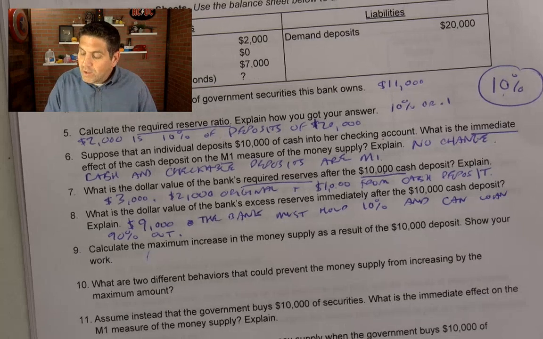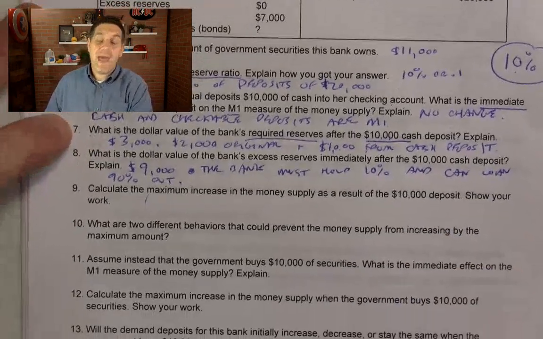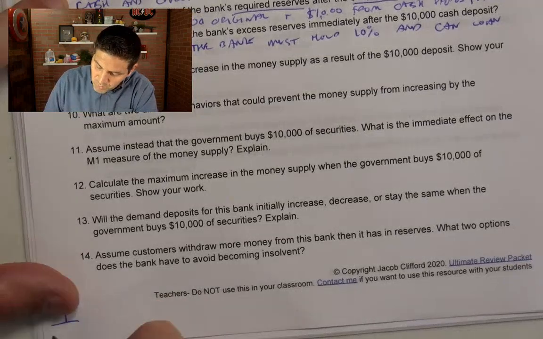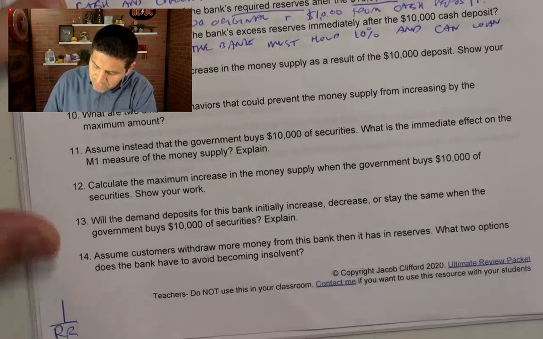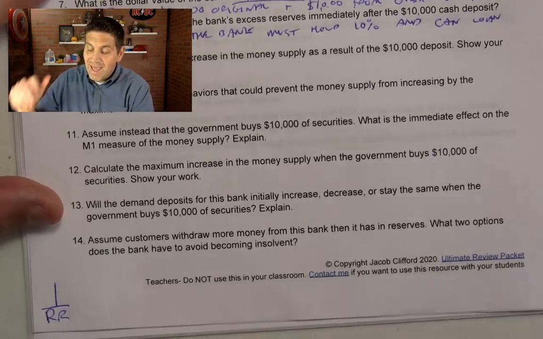All right, number 9: calculate the maximum increase in the money supply as a result of the $10,000 deposit. Show your work. This is where we start adding in the idea of the multiplier. I'm going to write it down here. Understand the money multiplier is 1 over the reserve requirement. That equation right there is a key equation. You're going to use it over and over again in this unit.